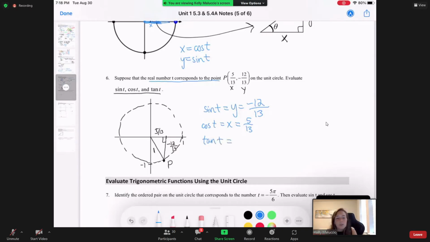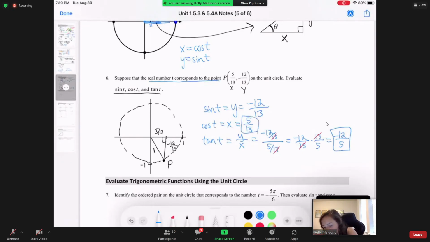Now you can either use SOHCAHTOA here, or tangent is sine over cosine, so technically it's Y over X. Either way works, but it's Y over X. My Y value was negative 12 thirteenths, and my X is 5 thirteenths. So this is negative 12 over 13 times 13 over 5. You could cancel the 13s right away, and our final answer is negative 12 fifths.